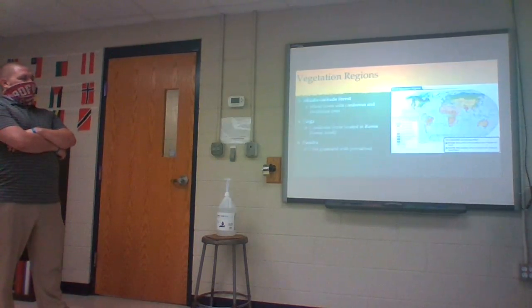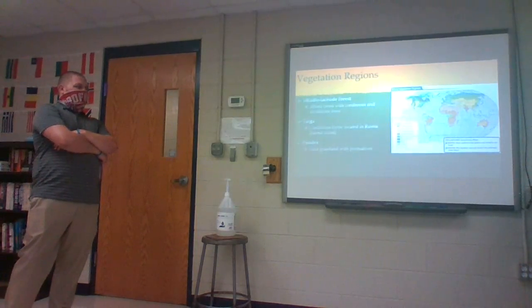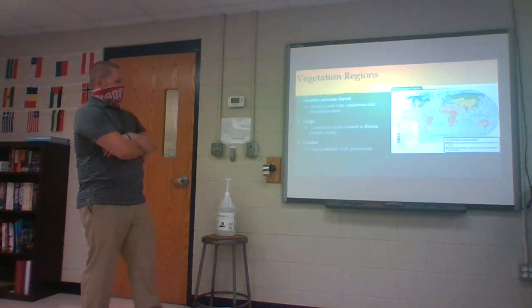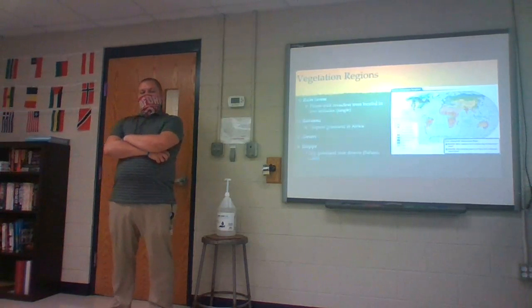You got the middle latitude forest, which is mixed forest with coniferous and deciduous trees. The taiga, which is a coniferous forest located in Russia. And the tundra, a cold grassland with permafrost. So there you go. I'll let you get these copied now.